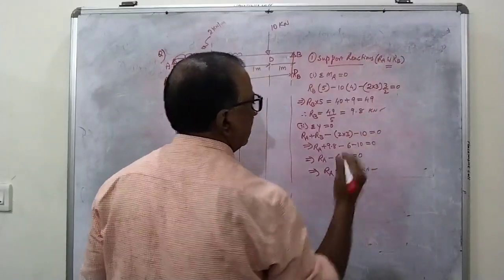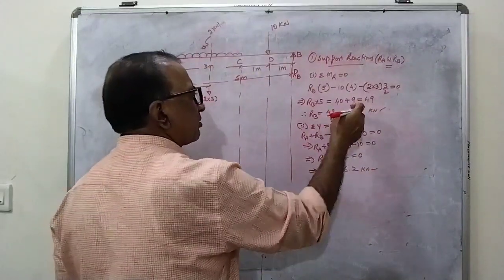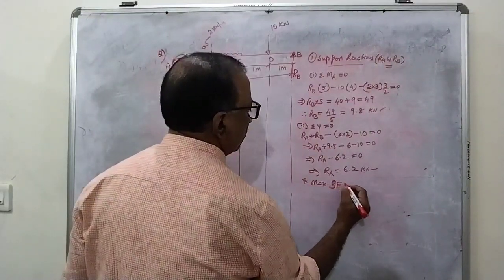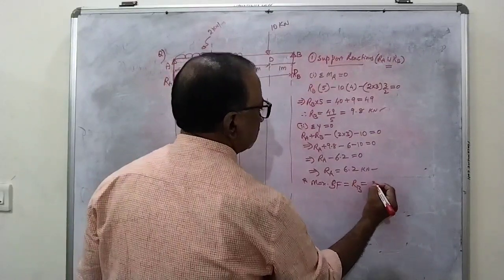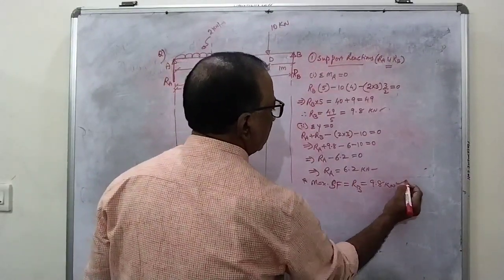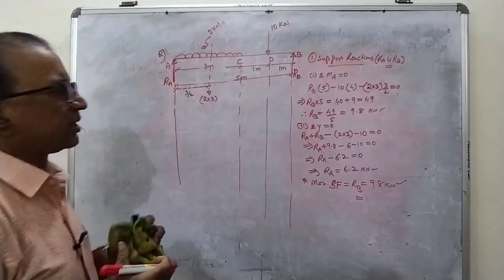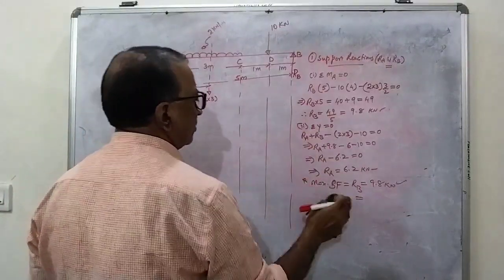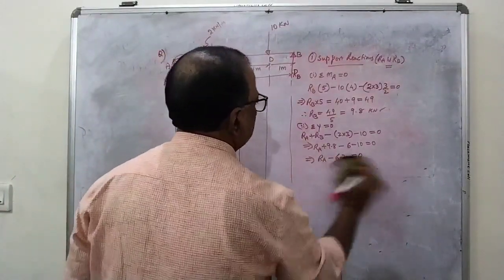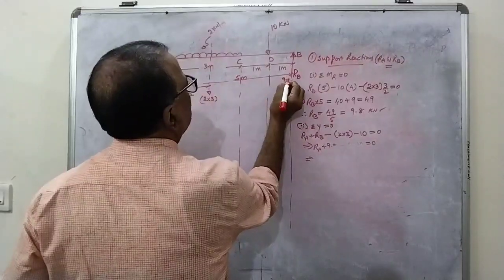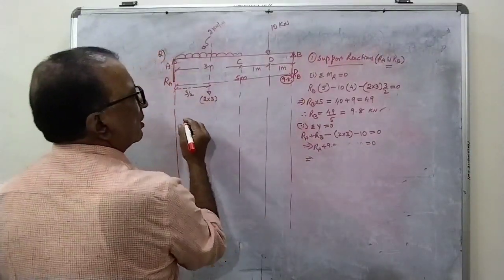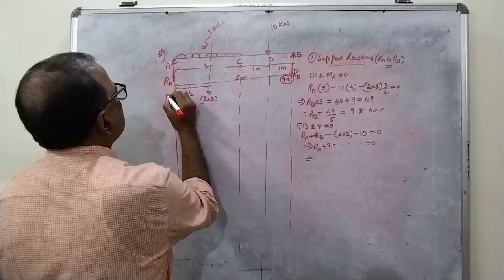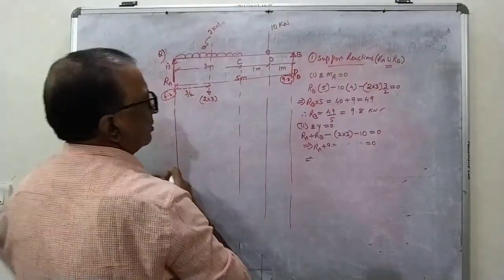Now you can easily say, out of these two support reactions, which is the maximum? 9.8. So therefore, objective question: maximum shear force is equal to RB, that is equal to 9.8 kilonewtons. Just by seeing the support reactions I can say the maximum shear force is the RB value, which is equal to 9.8. So you can write down here 9.8. Here it is 6.2.